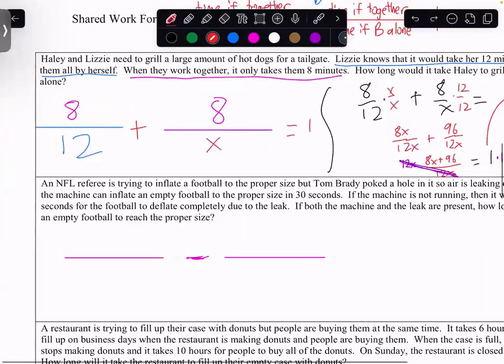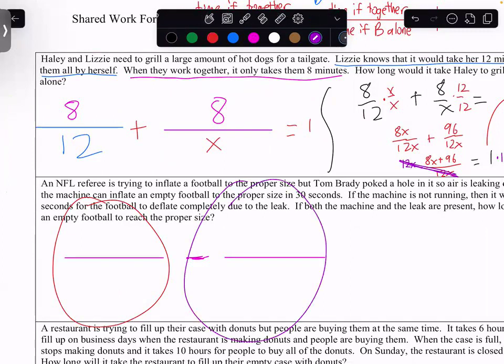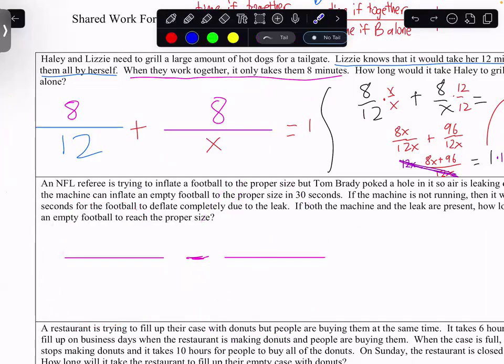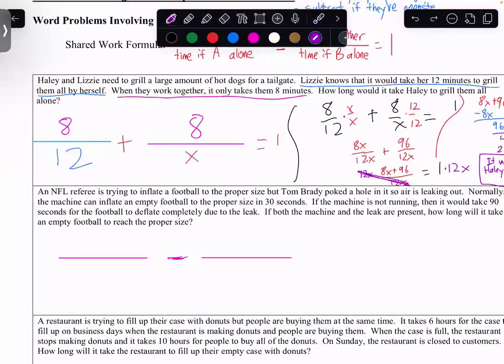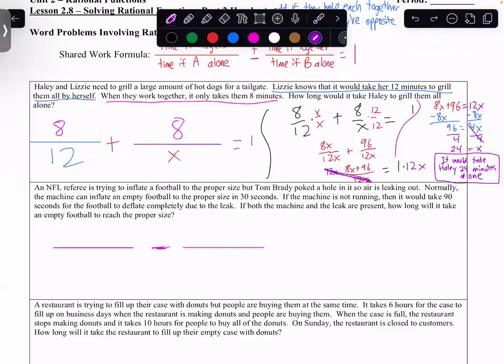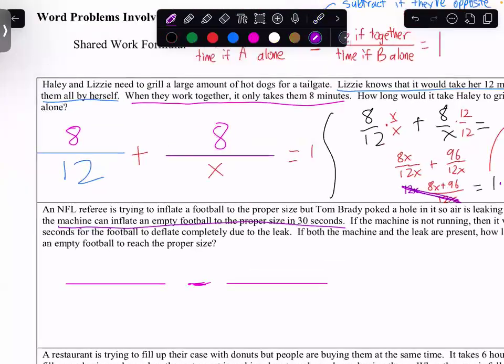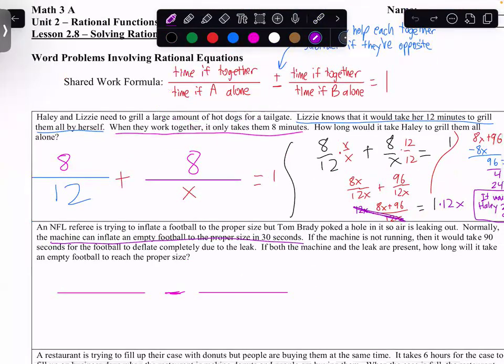Okay, so how do you know which one should be positive and which one should be negative? Right, so the second one is negative because that's where the subtraction sign is. The first one should be the positive action, the one that's creating. So in this case, the positive action is filling up the football. It says the machine will take 30 seconds to inflate the football. So that's the time for the first thing by itself.